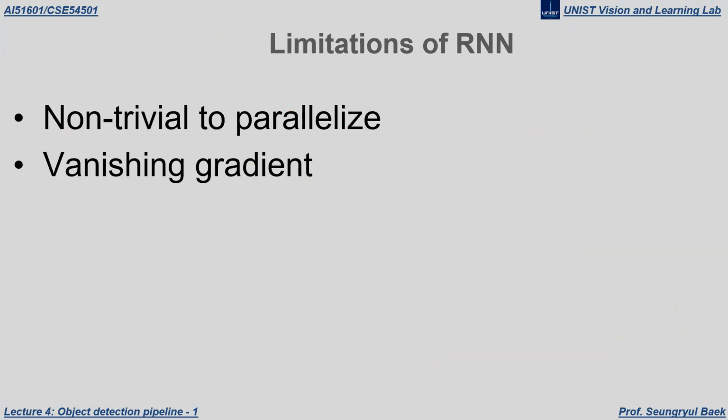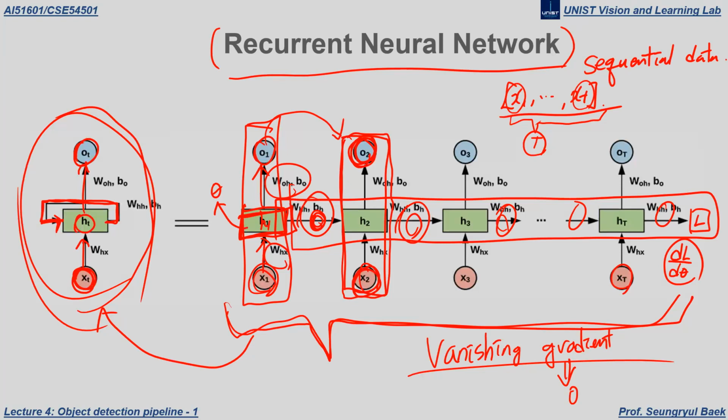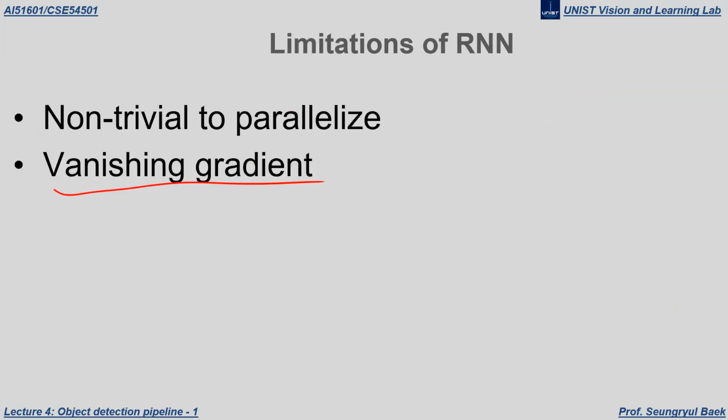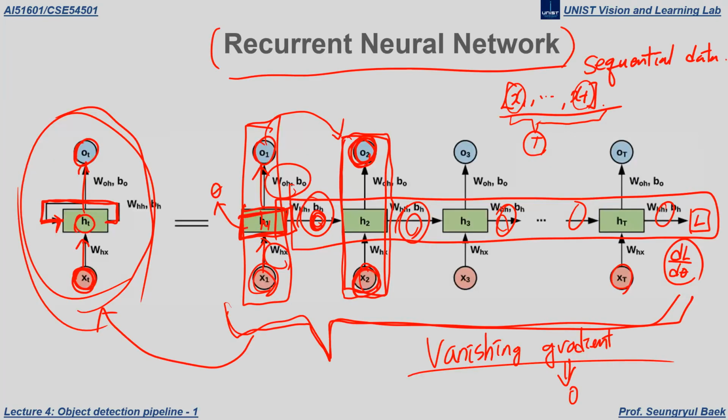Actually, because of that, this RNN is sometimes not that good. And also this is non-trivial to parallelize. So for each sequential data, we have to conduct this separately. And also because this T could vary, it is hard to parallelize. That's the problem in dealing with this sequential data.